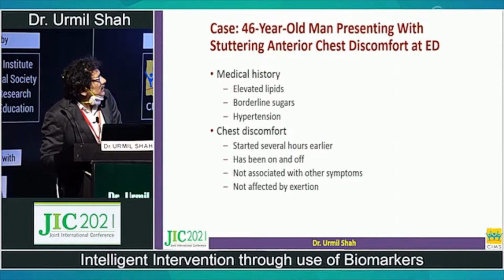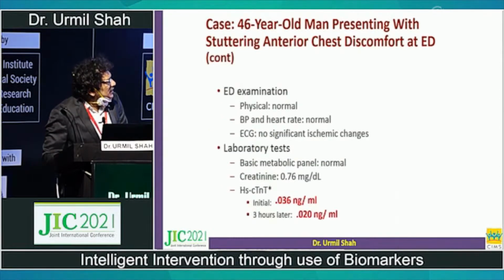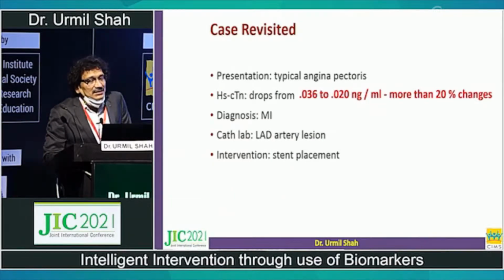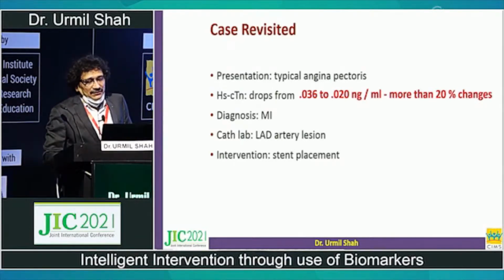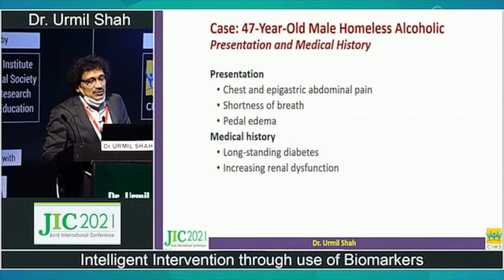Suppose this is a 46-year-old man with borderline elevated lipids. The patient had chest pain which had just started several hours before. Otherwise, all the findings were normal. Troponin and creatinine were also normal. If you look at the HS troponin, initially it was 0.36, and at the end of 3 hours, when we repeated it, it had gone down. So basically, there is a fall in the troponin level, and this is suggestive of acute ischemia. The patient underwent angiography. There was a tight block in the LAD, and angioplasty was done.